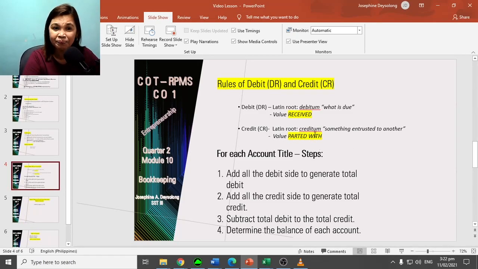For each account title, there are steps. You add all the debit side to generate the total debit. Then you add all the credit side to generate the total credit. And then you subtract the total credit from the total debit. And then you can determine the balance of each account.